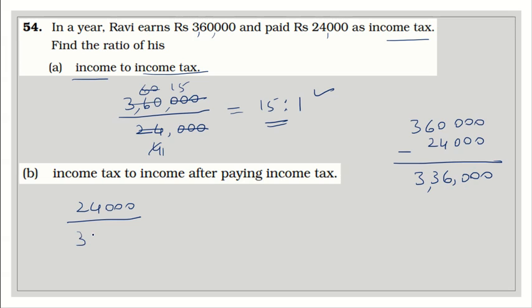So see children, 3,36,000 will come here, income after paying income tax. Now the ratio is, after cancelling these 3 zeros, 6 4s are 24, 6 5s are 30, 6 6s are 36. Now 4 1s are 4, and 4 14s are 56. So 1:14 is the ratio.